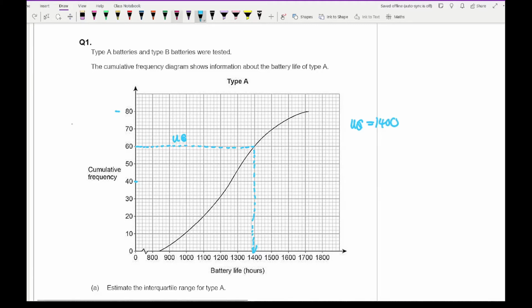And then my lower quartile, which is the value between your median and the lowest value, is going to be at 20. And with this graph being nicely worked out, we can work out our lower quartile is 1100. So our interquartile range is going to be the upper quartile minus the lower quartile, which gives us an answer of 300.